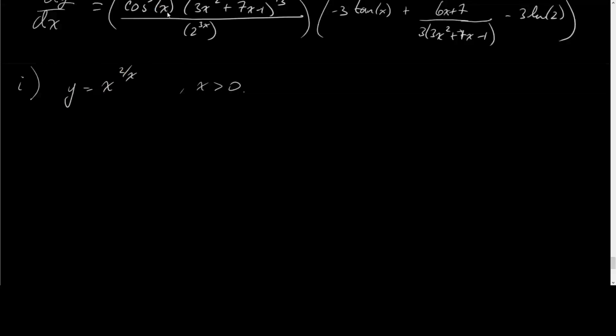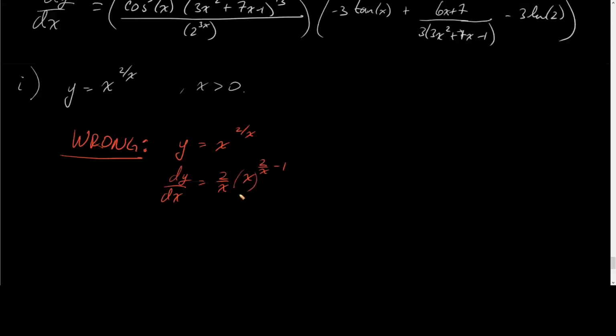Actually, before, let me show you the wrong thing to do. All right, so the following thing is wrong. And I want to show you the wrong thing to do only because it's a very common mistake. So I had y equals x to the 2 over x. It's a very common mistake to do the following. Say that dy dx is, we'll bring the exponent to the front, 2 over x, and subtract 1 from the exponent. That is not the way to do this, all right? This is using the following rule incorrectly.